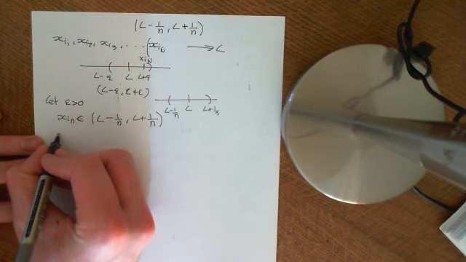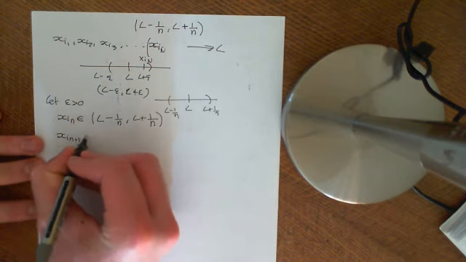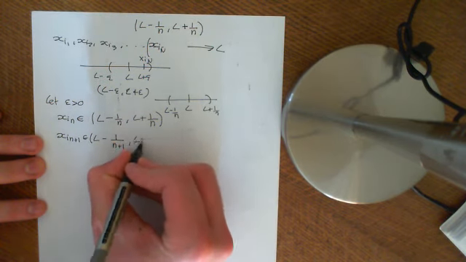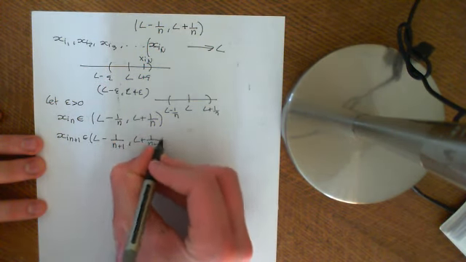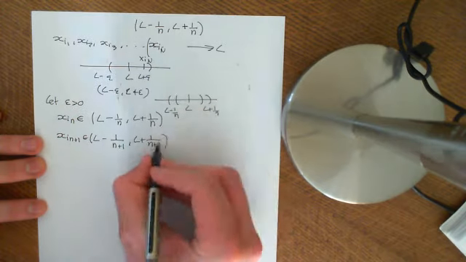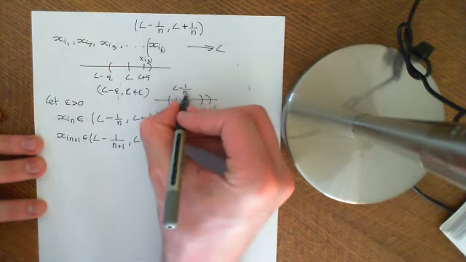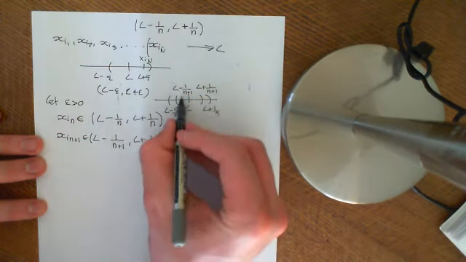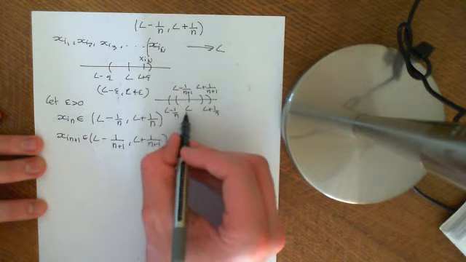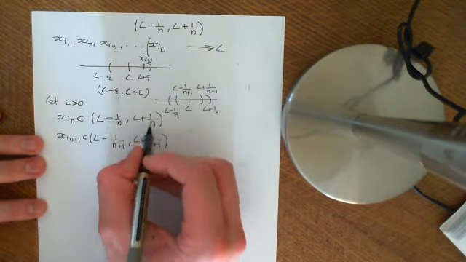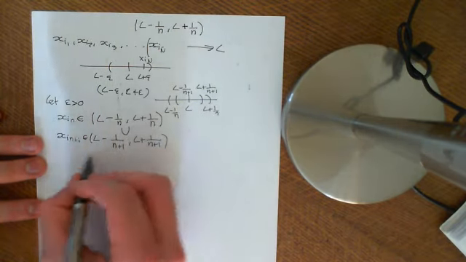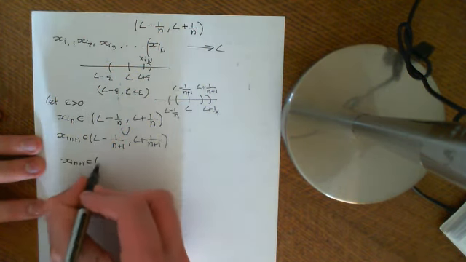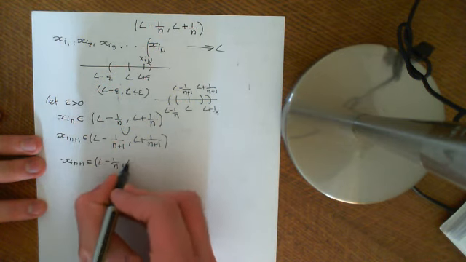Okay, we also know that xi_{n+1} is going to be an element of [L − 1/(n+1), L + 1/(n+1)]. This new interval is contained within the previous one, [L − 1/n, L + 1/n]. So xi_{n+1} is an element of [L − 1/n, L + 1/n].